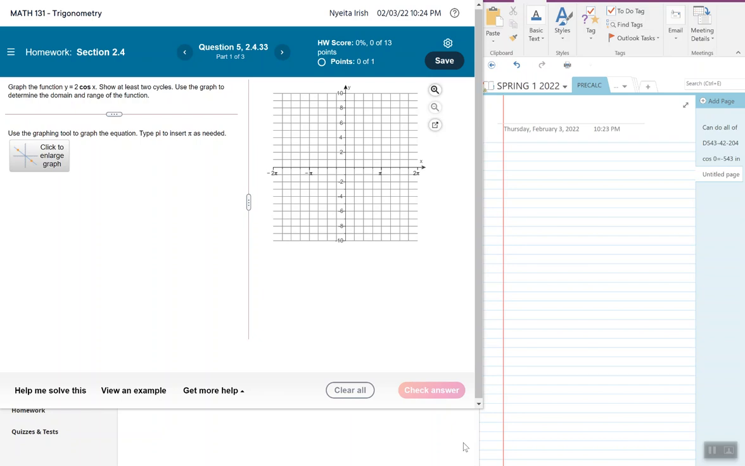So when you're graphing on My Math Lab, you have to click to enlarge the graph first. But before we do that, let's take a look at the function itself. It's y equals 2 cosine x.